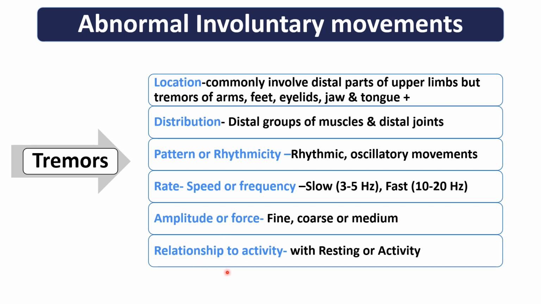And we have to check the relationship to the activity. If it is during resting, we label it as a resting tremor as seen in Parkinson disease. If it is associated with activity, we will label it as an action tremor. There are various other types of action tremor. We will explain in the next slide.